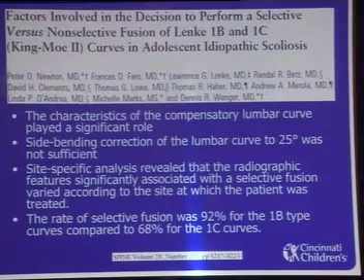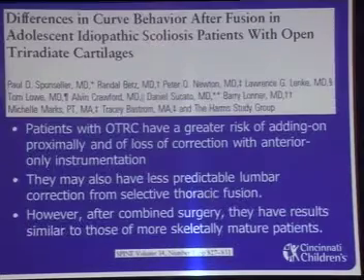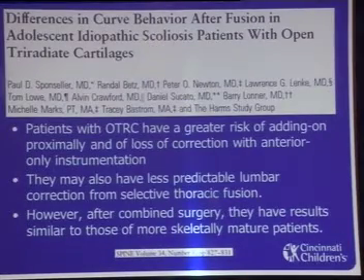There are other papers that basically tell you that on a side bending correction of lumbar curve, 25 degrees is not the only criteria that you have to follow. You have to make sure that the lumbar curve is smaller and more flexible. So this is an article which discusses the age of the patient where they have open triradiate cartilages. So that is another factor that you want to consider.